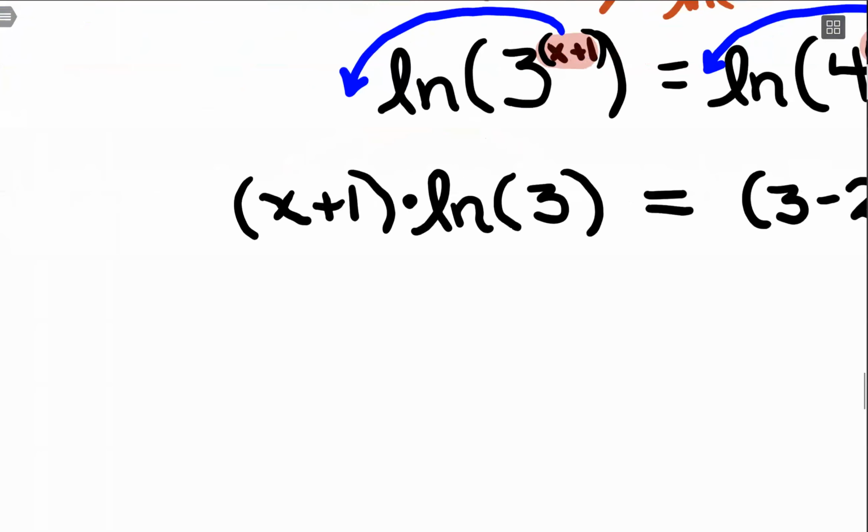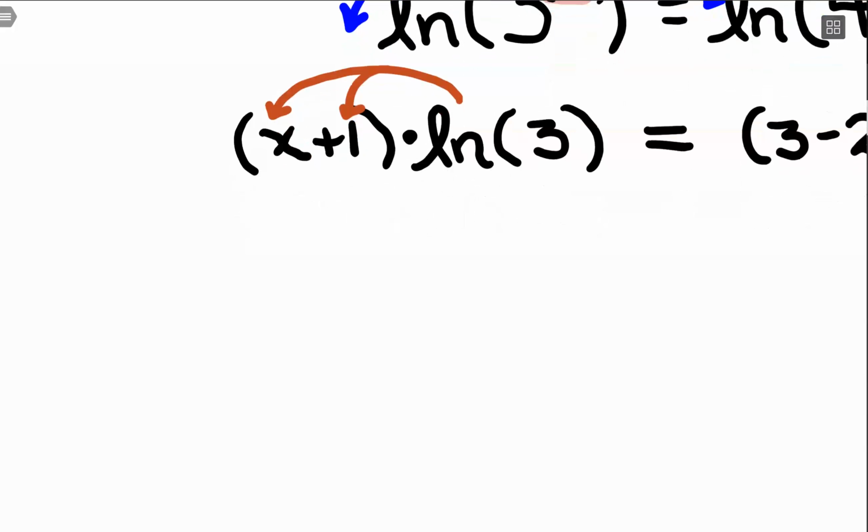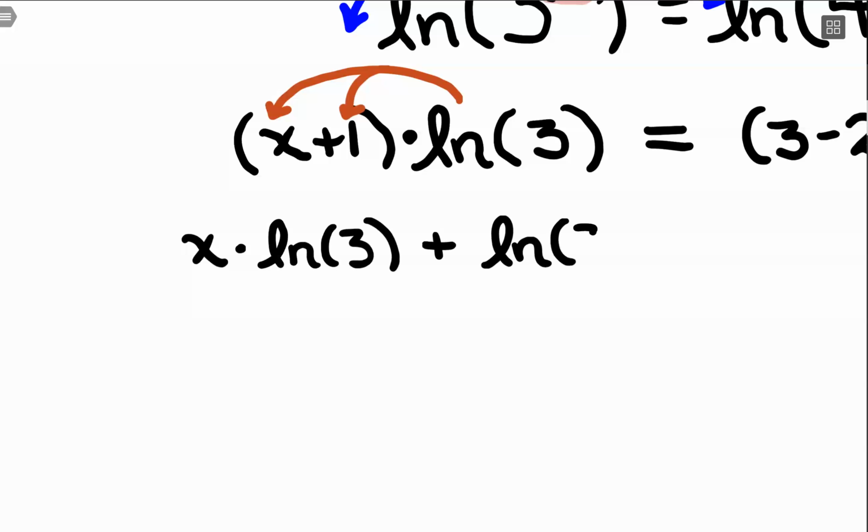So that's what we're going to do here. We're going to distribute so it multiplies with x, distribute so it multiplies with 1. So we're going to have x times the natural log of 3 and then positive 1 times natural log of 3, which is just plus natural log of 3. So we carried out that distributive property.